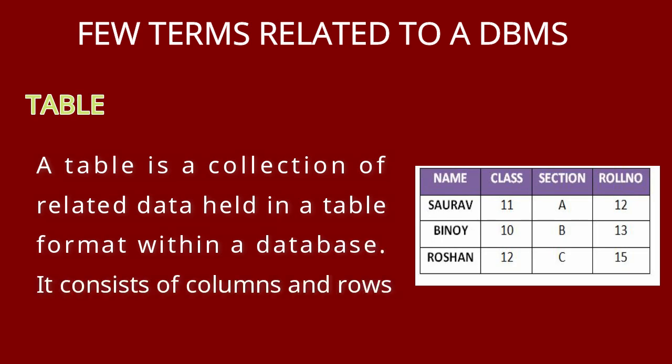The next topic is the terms that are related to a DBMS. The first term is a table. A table is a collection of related data held in a tabular format within a database. It consists of columns and rows. You can see the example where I have given a table which consists of rows and columns.